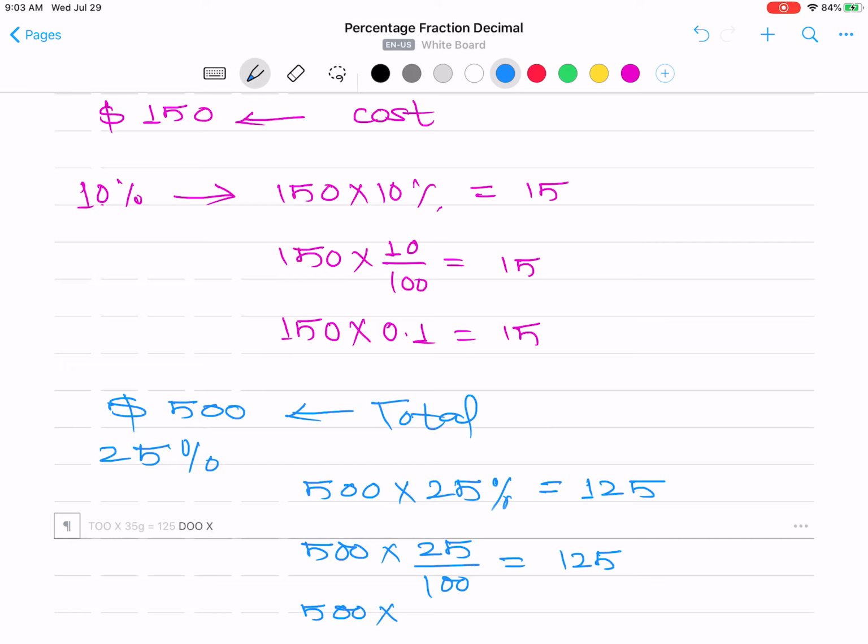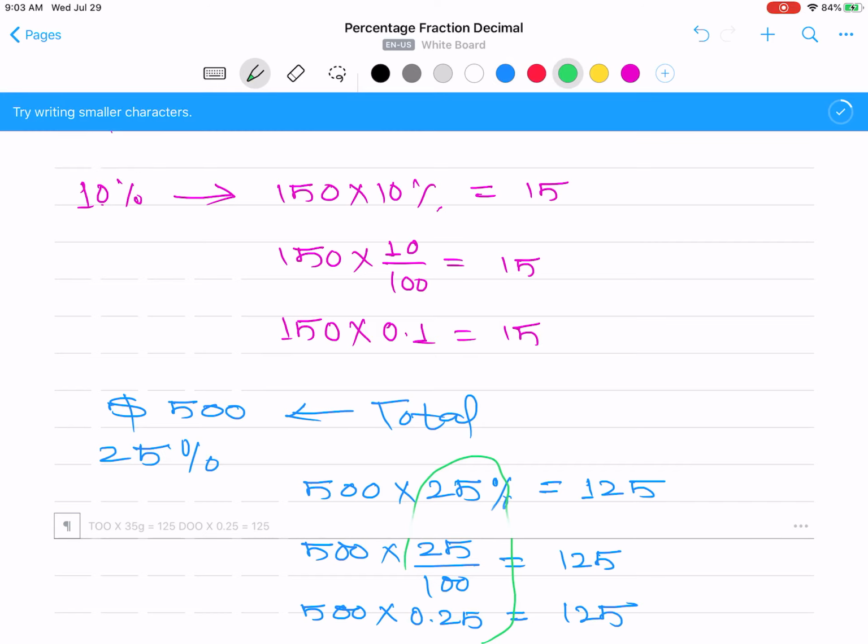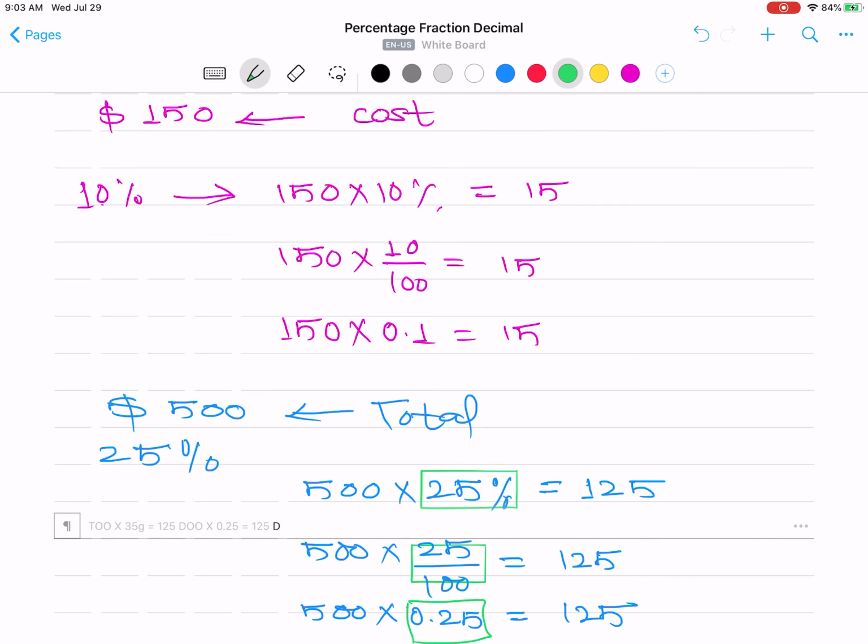Or you can use 500 times 0.25, this will also give you 125. So these are the same thing. This is in percentage, this is in fraction, this is in decimal. So in short, the decimal, percentage, and the fraction are the same thing.